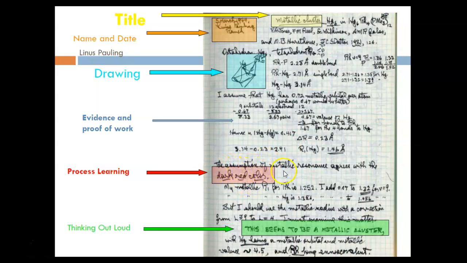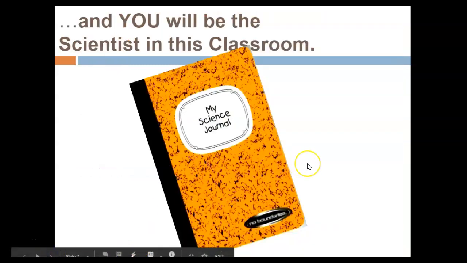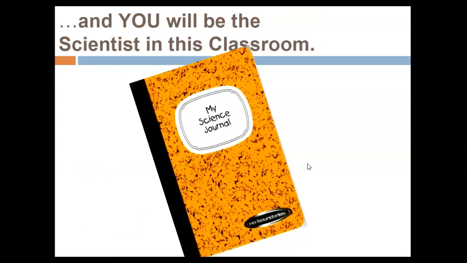They have processes of their learning, so they kind of analyze their ideas and write them down. And then their think out loud, their aha moments, they make big and notice. So we'll be doing the same thing throughout the year with our journals. And you will be the scientist in the classroom. So if you could, get your composition notebook out so we can get it set up.